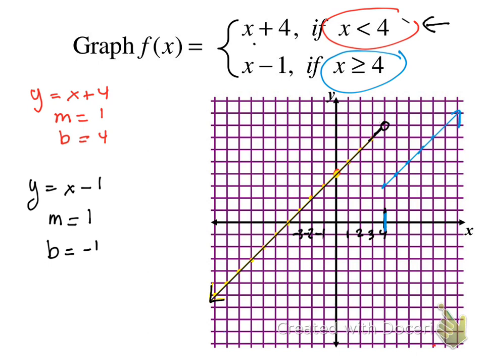And so, is it open or a solid circle? Solid. It's solid because x is greater than or equal to 4. Does that make sense? You graph it like normal, then you use your restriction to erase the part they don't want you to see. And so this is what we call a piecewise function. We've just graphed a piecewise function.